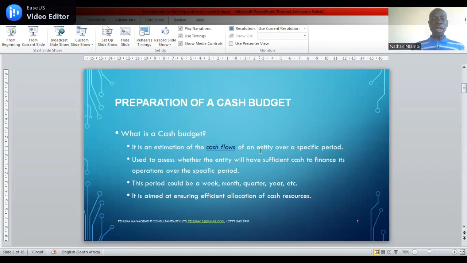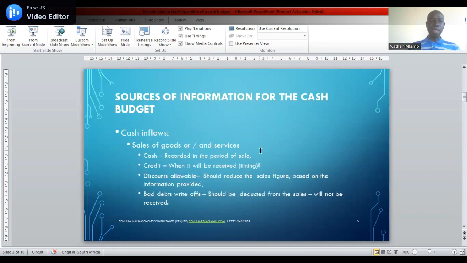It is aimed at ensuring efficient allocation of cash resources. The sources of information for the cash budget would be either cash inflows or cash outflows. Cash inflows include but are not limited to sale of goods and or services, and under the sale of goods, we get cash recorded in the period of sale, and credit sales which are recorded when the cash will be received. In other words, if you sell an item today and you're expecting to receive money in the following month, the cash receivable is going to be recorded in the following month.